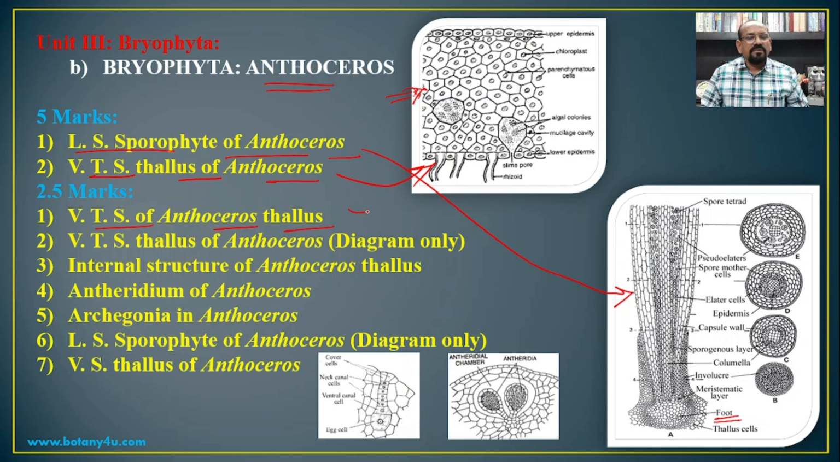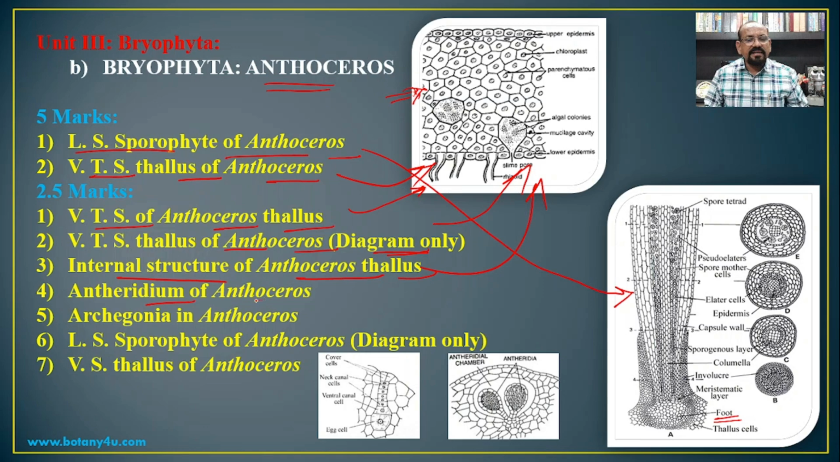Again, a 2.5 mark question, the same. Then VTS thallus diagram only, means we have to draw this diagram only. Then internal structure of Anthoceros thallus, again the same question. Means very commonly the question on the Anthoceros is on either thallus or on the sporophyte.